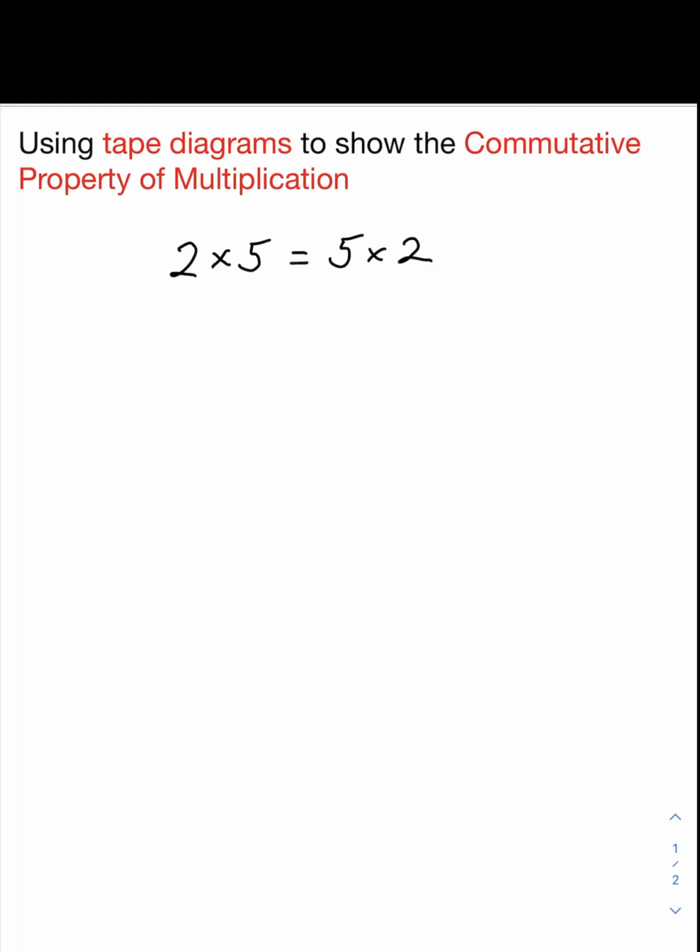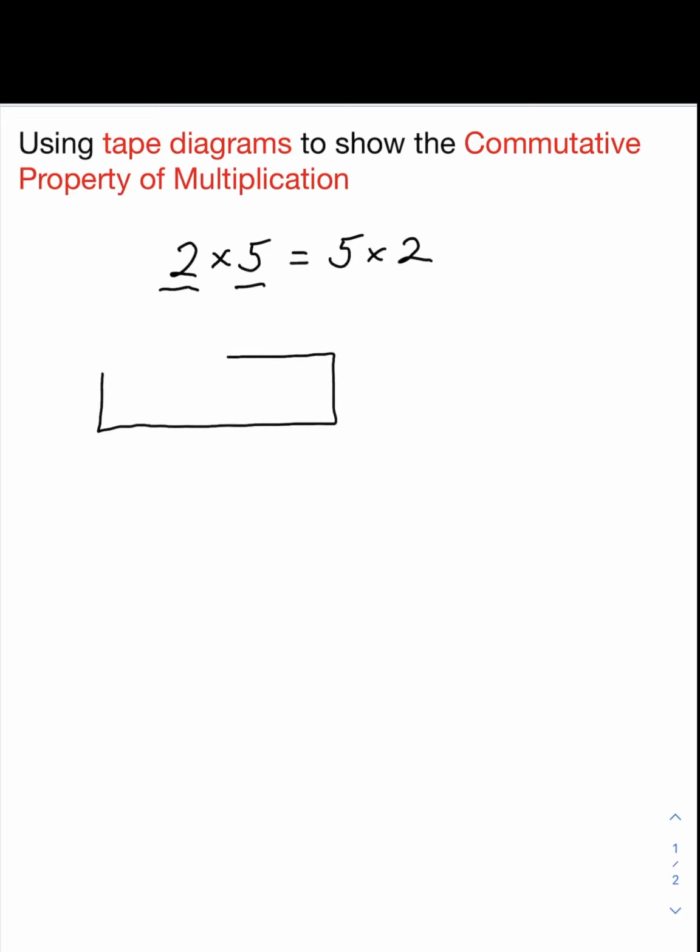So 2 multiplied by 5. If I'm making a tape diagram showing 2 multiplied by 5, the first number tells me the number of sections or units in my tape diagram, and the second factor tells me the size of those units or sections in my tape diagram. So 2 multiplied by 5 would be 2 units or groups of 5.